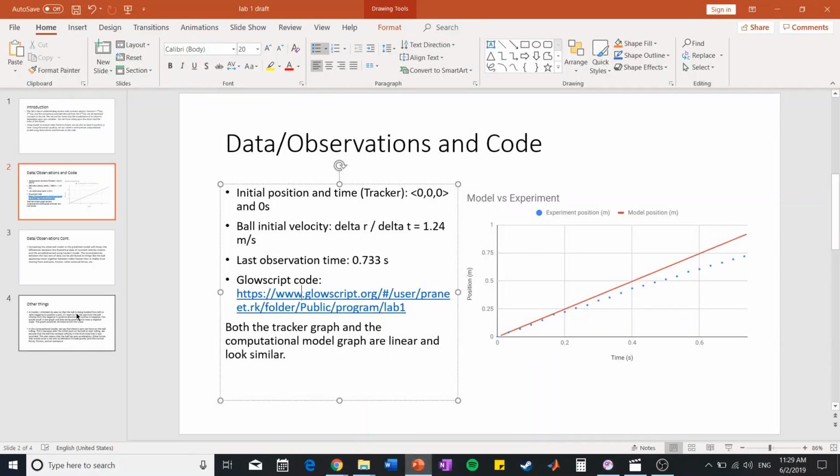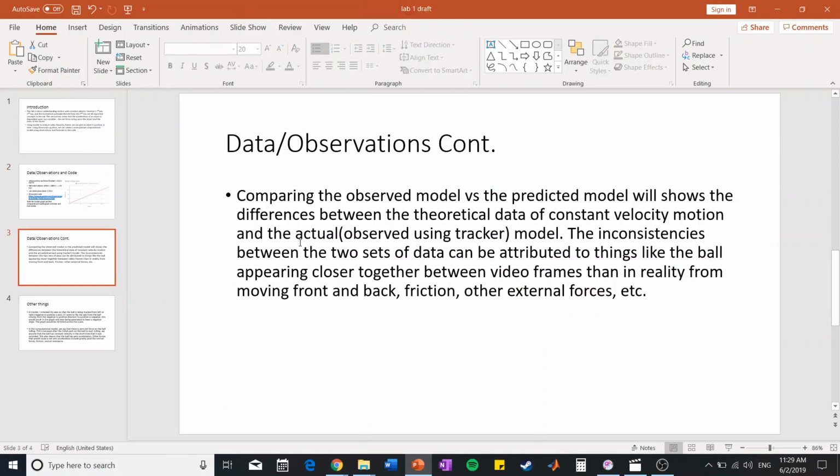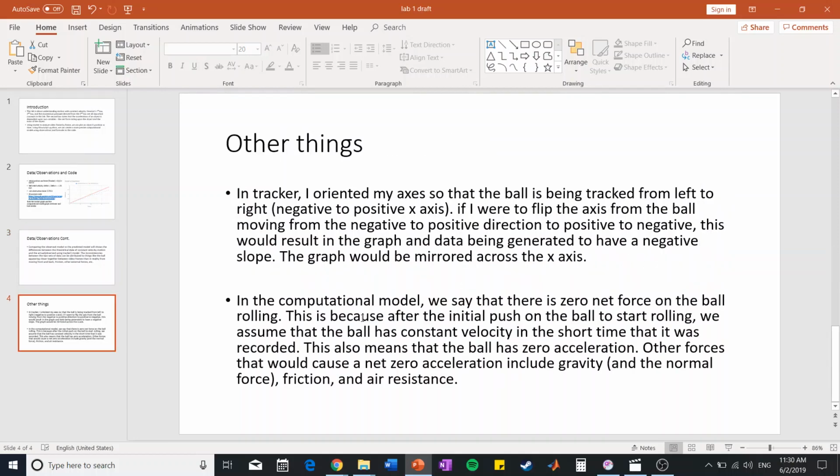Now going back here, you can say that the inconsistencies that you see between these two data sets can be attributed to things like the ball appearing closer together between video frames than in reality. It might move front to back, which is not as perceivable when you're recording from the side. And things like friction and other external forces also affect the ball's rolling. So in the short amount of time, we assume that it has a constant velocity with zero acceleration.